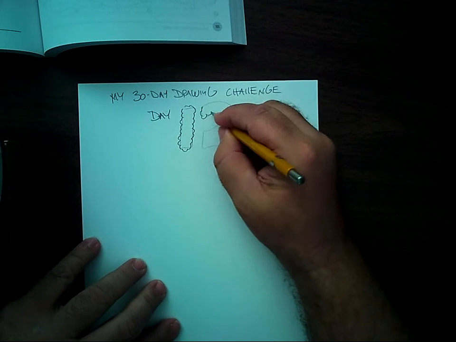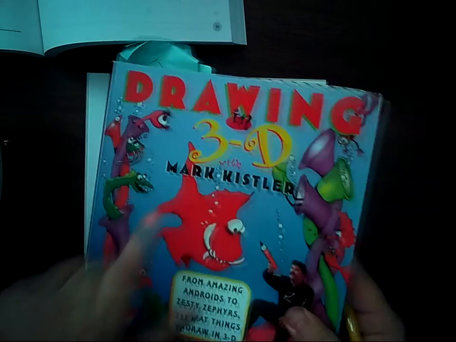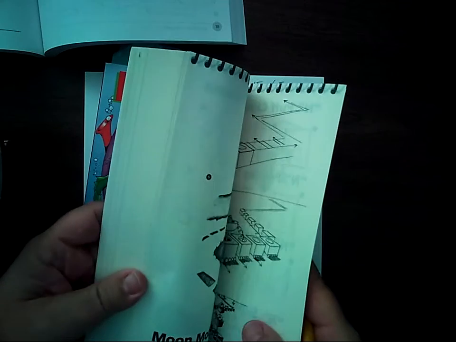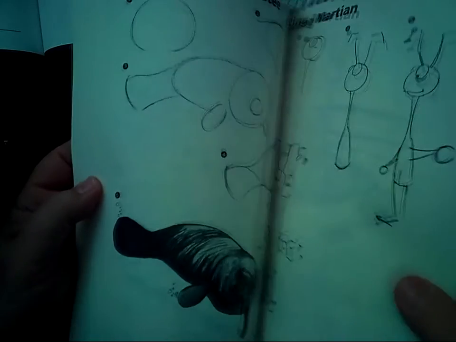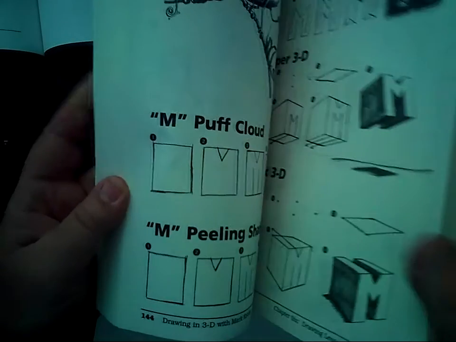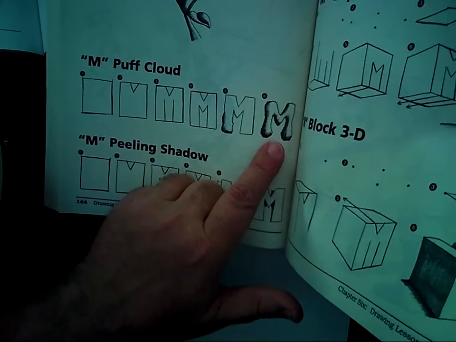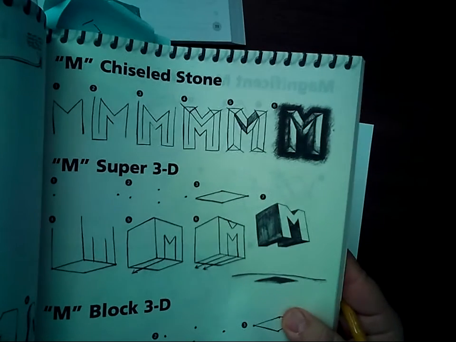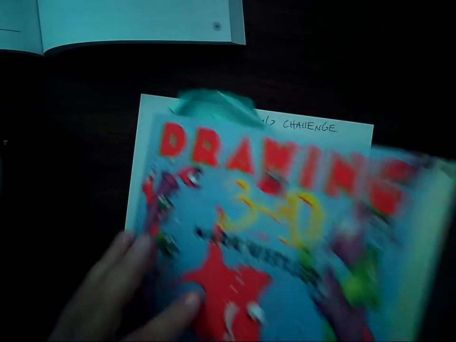See this? I'm using the idea from this book right here. In my Drawing in 3D book, you pick any letter. Like, let's say we pick the letter M, and for Martian, the manatee, the mouse, the macaroni, and then look, we have the lettering. See the different lettering. Puff cloud. We're going to do that right now. Then I have peeling, chiseled stone lettering, super 3D lettering, and block lettering. I have 5 different lettering types. This is a great book to get.